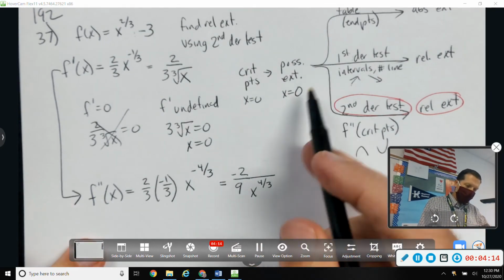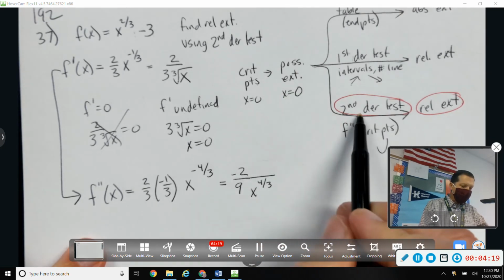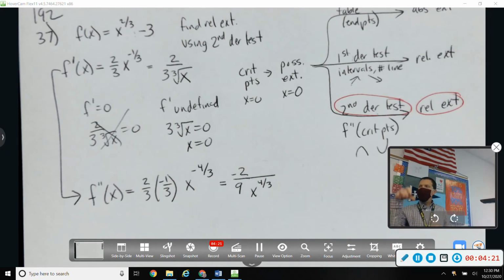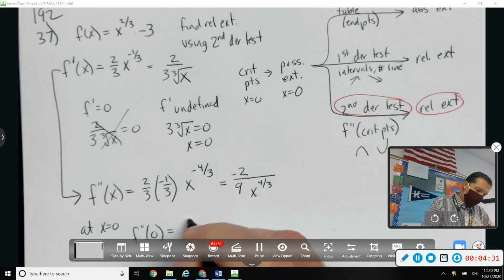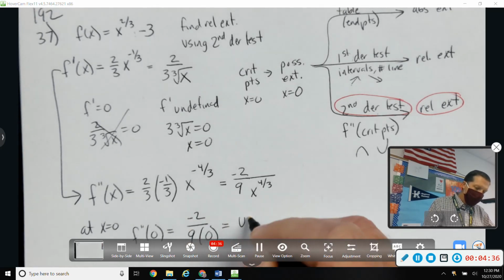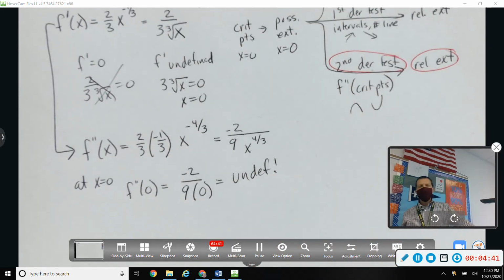All right, big picture over here. So we've got a possible extrema. We want to test it into the second derivative to see if it's concave up or concave down. So at x equals 0, f double prime of 0 is negative 2 over 9 times 0. Uh-oh. Undefined. So that was cruel of them to tell us to use the second derivative test when the second derivative test does not help.